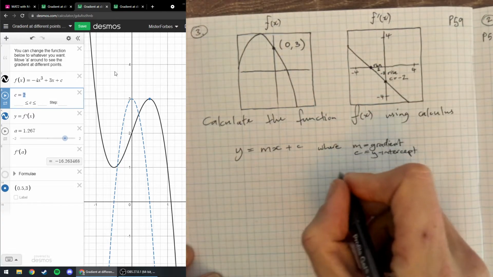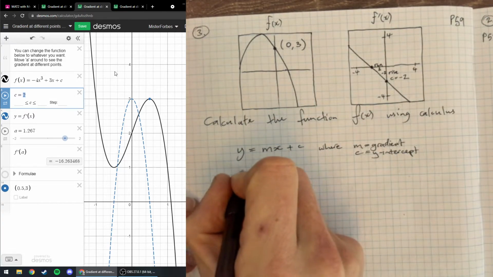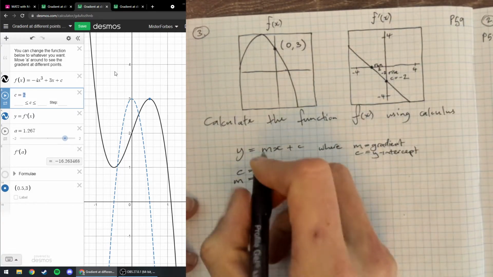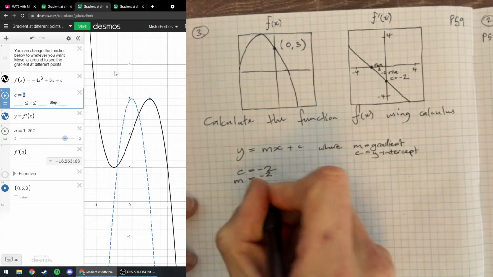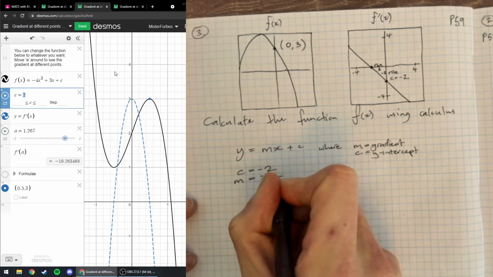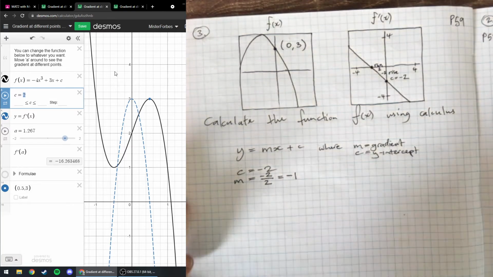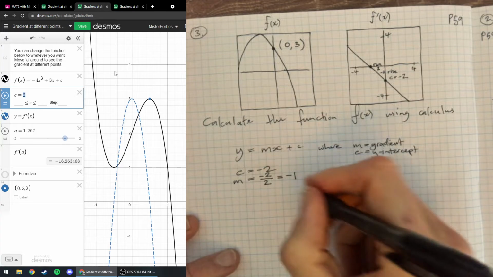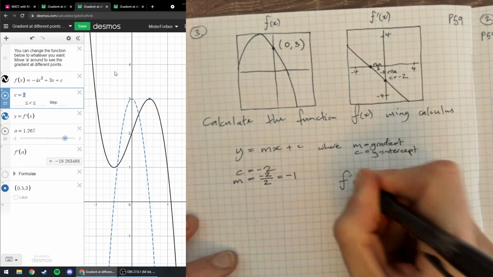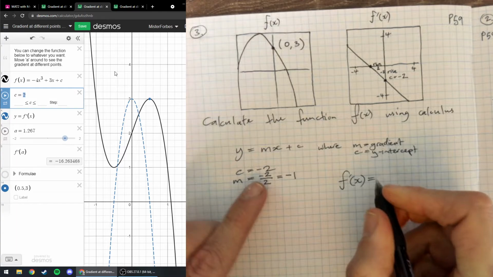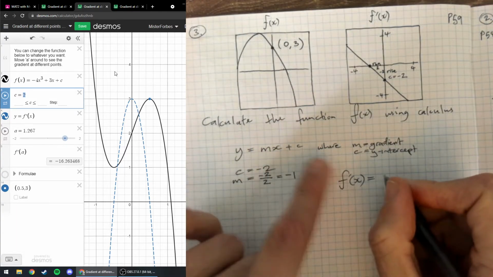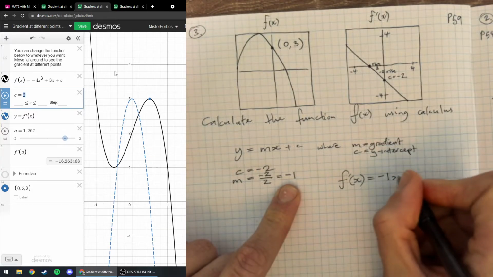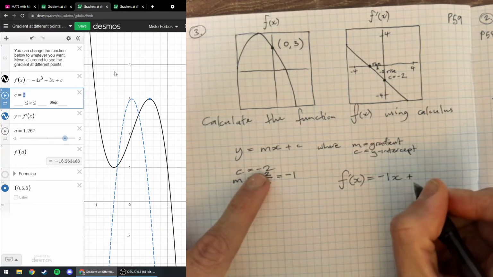So we found our c value was negative 2, and now our gradient is going to be our rise over our run. So it's negative 2 over 2. Negative 2 over 2 is negative 1. So using this picture, we can find the equation of a straight line. So f dash of x is equal to mx plus c. It's going to be negative 1, which is m, x plus c, which is negative 2.